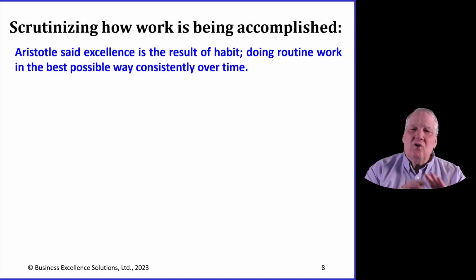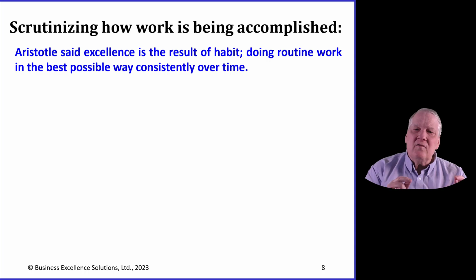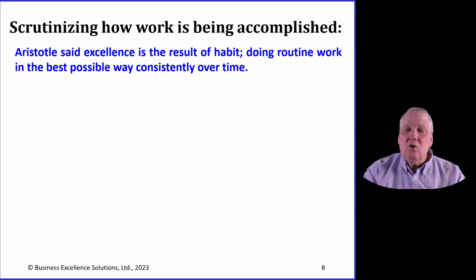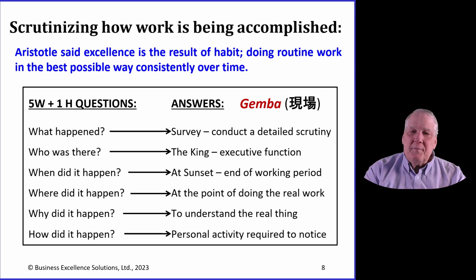And when Aristotle talked about excellence back in 300 BC, he said excellence is the result of a habit. It's doing routine work, standard work, in the best possible way, consistently over time. And what we want to do in improvement is scrutinize how well that work is being accomplished. Now, the word Gemba actually comes from 2 kanji characters. Now, kanji characters actually tell stories. And so when we take a look at the kanji characters for Gemba, the very core brushstrokes from these characters from the Chinese told the story of 4 things.